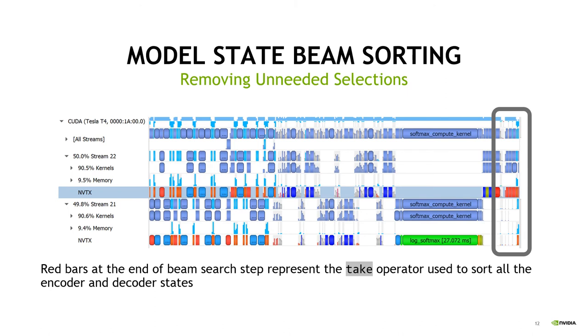For the next optimization that I will cover, we look again to the Insight system's profile timeline. At the end of every beam search step, the encoder and decoder states associated with each beam are sorted according to their score. This score indicates how likely the model thinks that each sequence under consideration is to be the most accurate translation. Like the reshapes and transposes in our previous optimization, the take operator used here to perform the sorting is not actively doing any calculations, but rather is moving data around. So if there are any opportunities to avoid some of that, we should take it.